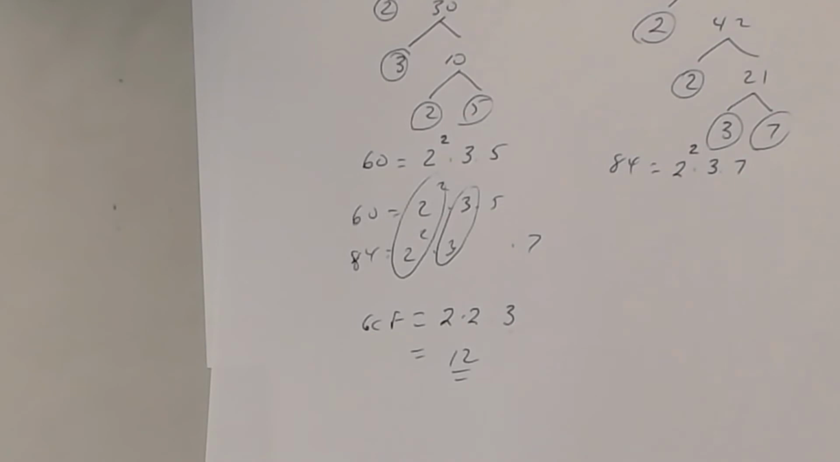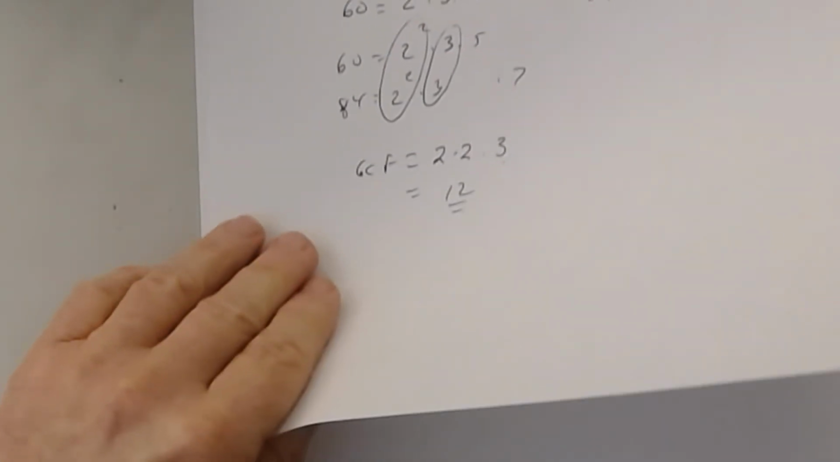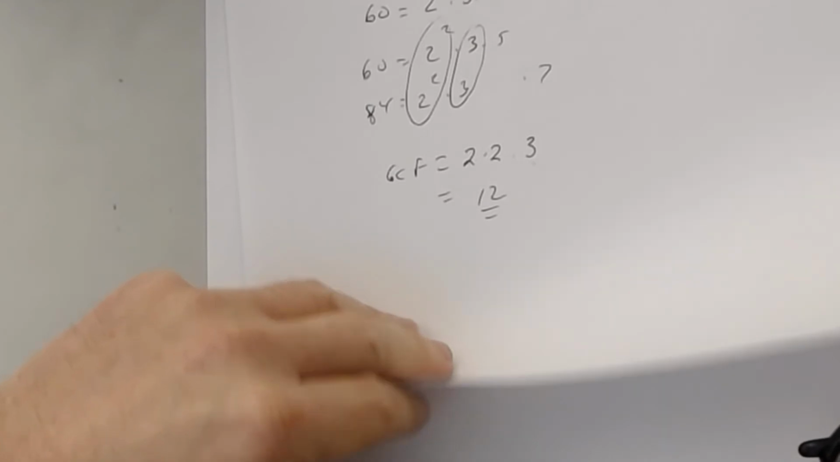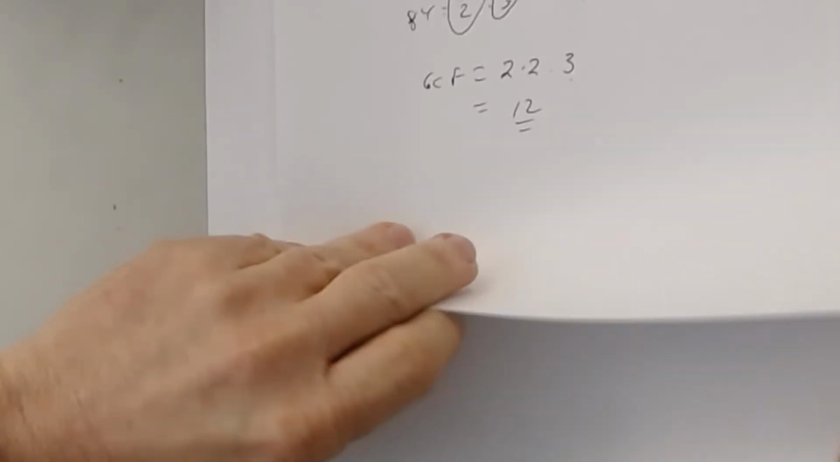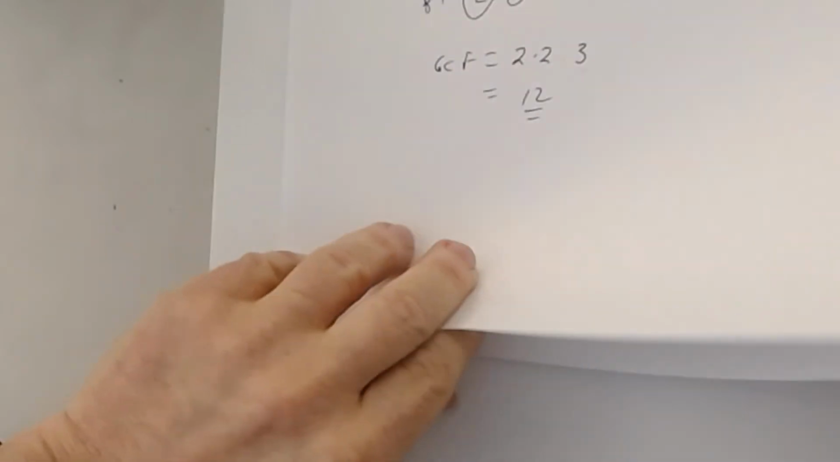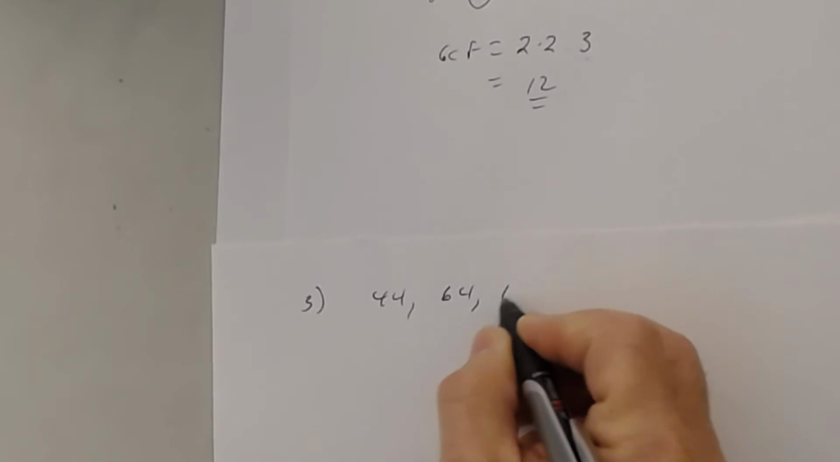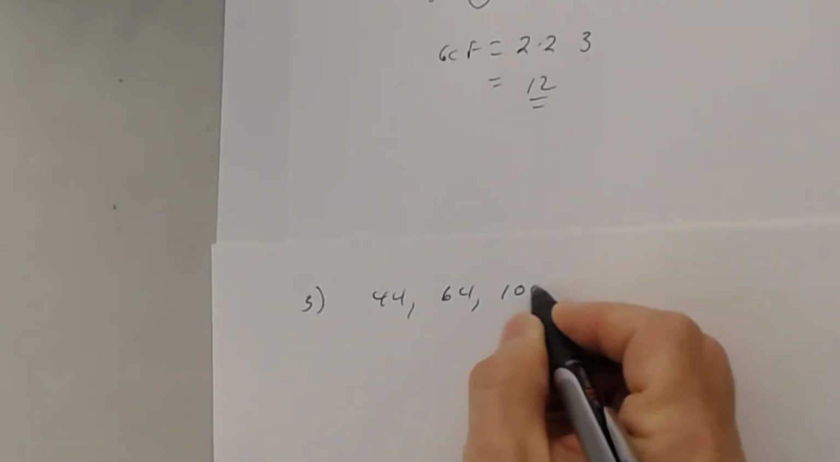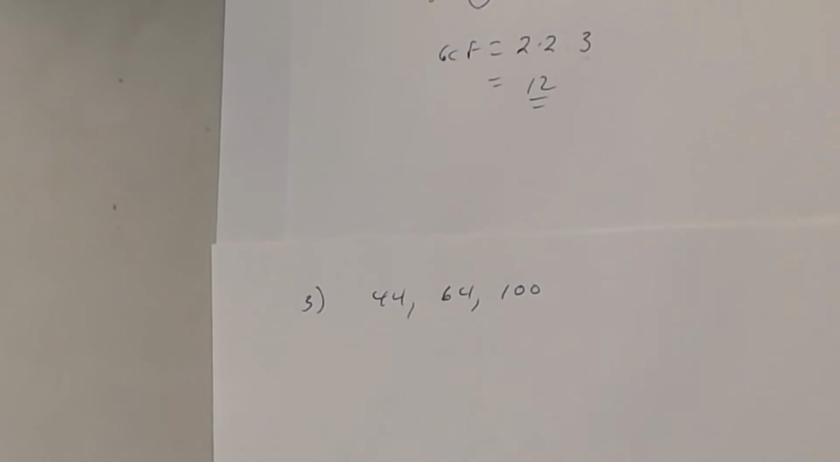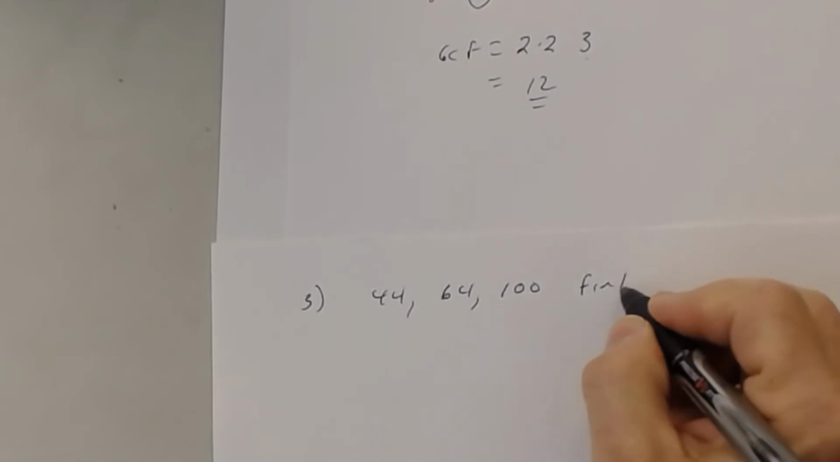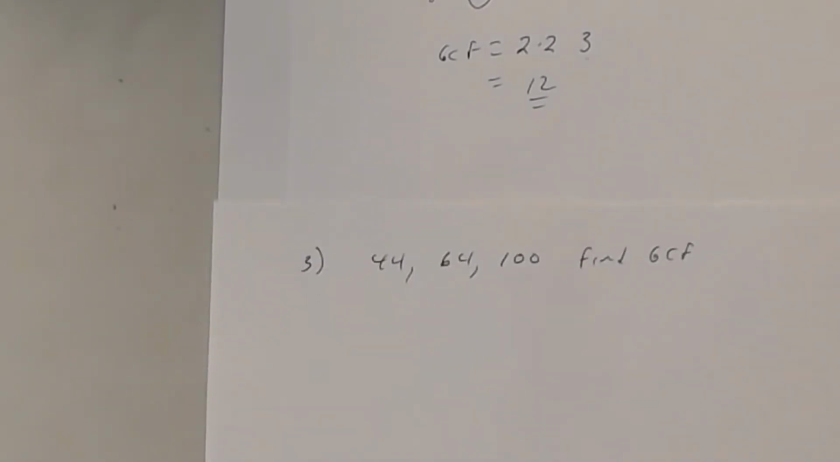All right, let's do number 3 now. So look at number 3. In this particular section of my math lab and also on the worksheet, see how numbers 1 and 2 had 2 numbers? Number 3 is going to be 3 numbers: 44, 64, and 100. I want to find the GCF.